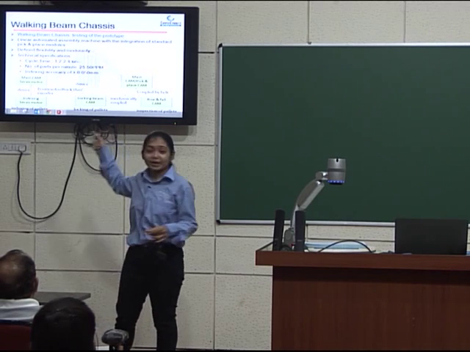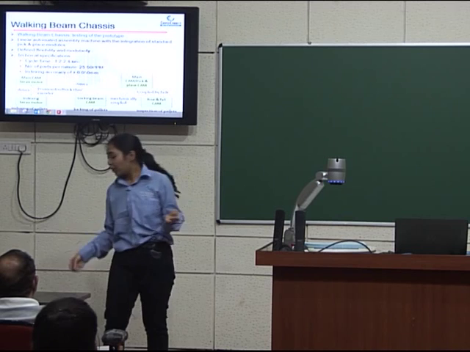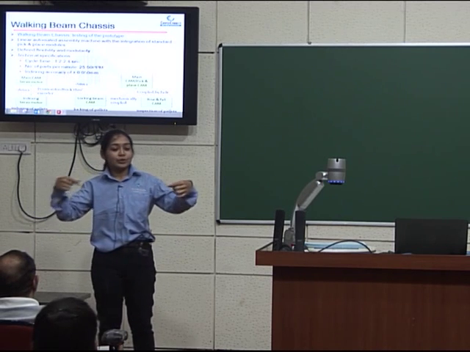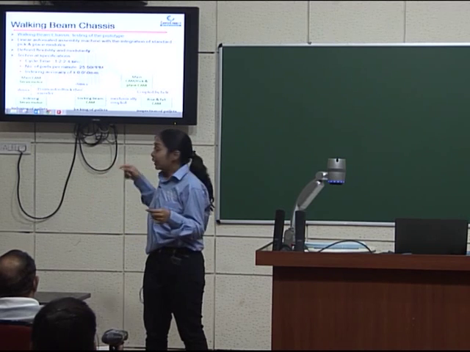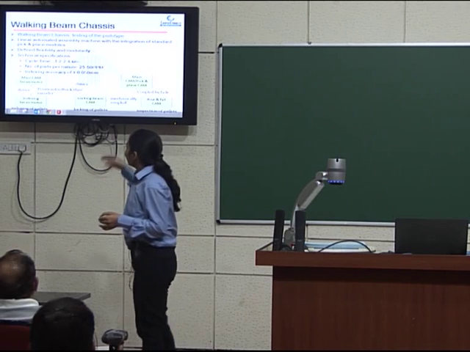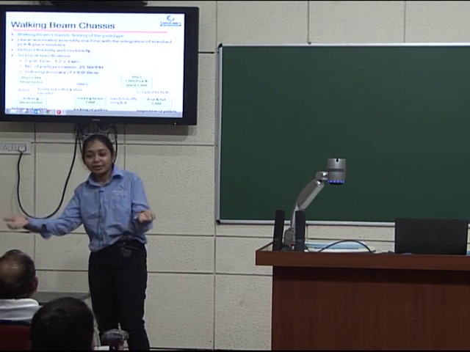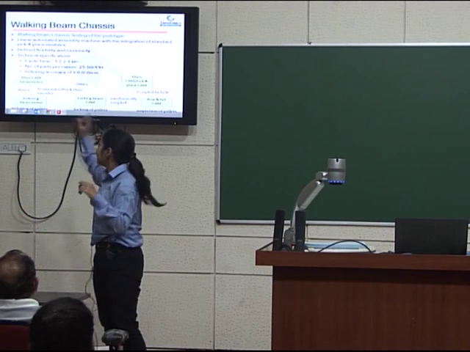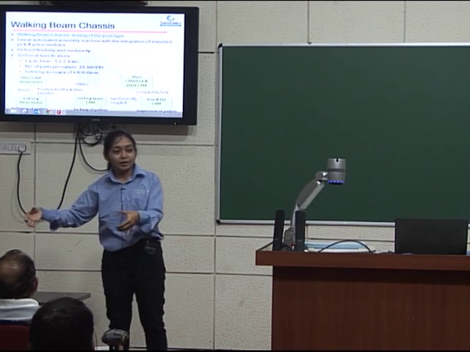When we talk about walking beam chassis, we mean that it's the structure, and the walking beams are two beams that we have used, one for walking and one for locking. So there are two beams that are used. So the walking beam chassis is an example of a structure where we have put all these technologies together. So this structure is like a standalone modular machine.